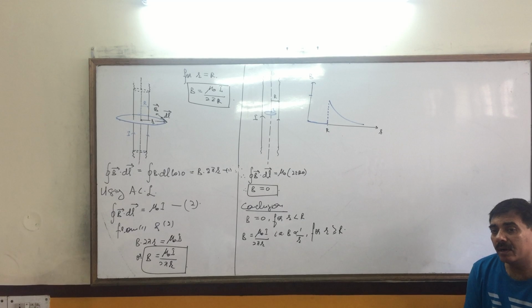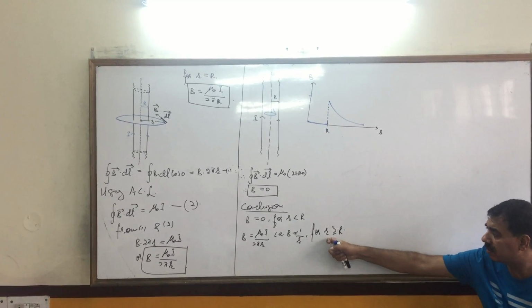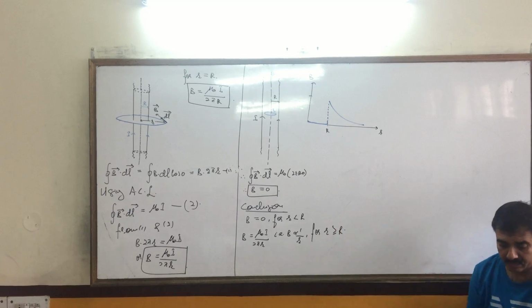Means the entire wire behaves like a thin wire at its axis. Good here. For r greater than R, the hollow cylindrical wire behaves like a thin wire at its axis.